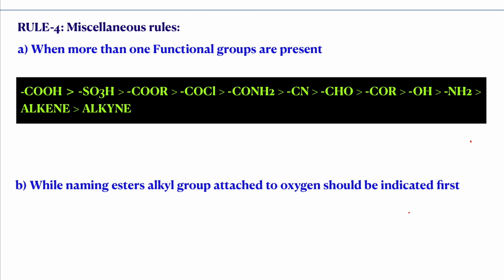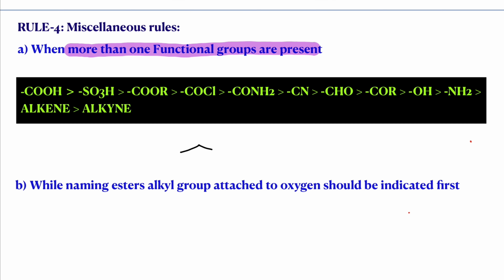Now the last one, that is some miscellaneous rules. In this, most importantly, when the organic compound contains more than one functional group, then you have to use this sequence rule. According to IUPAC, carboxylic acid always gets first priority, then sulfonic acid, ester, acid halide, amide, cyanide, nitrile functional group, aldehyde, ketone, alcohol, amine, alkene, and alkyne. So this priority sequence is very much important.